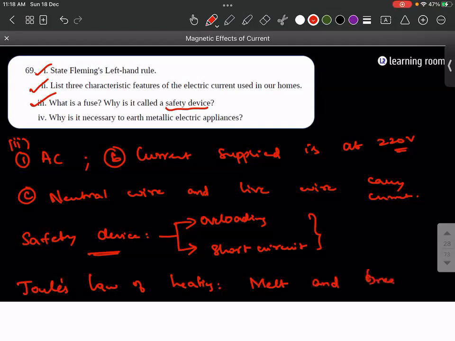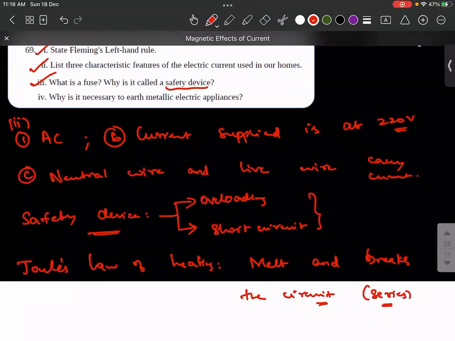And due to melting, it breaks the circuit. If it has to break the circuit, then how should the fuse wire be connected in the circuit? It should be in series. Because in series, if you lose one device, the other devices in series will also stop working.